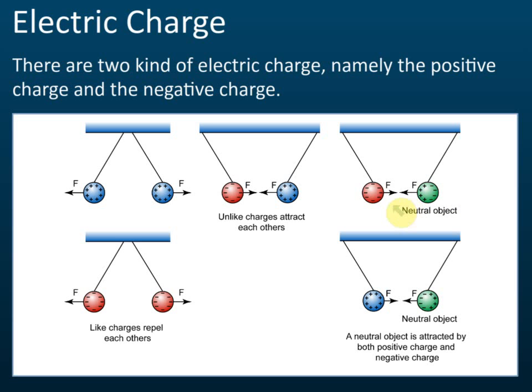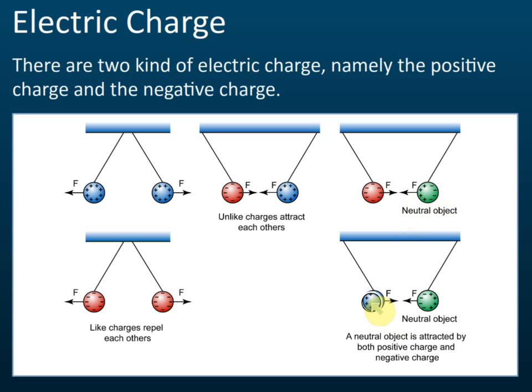Why? Because when this charged object is brought close to the neutral object, if it is negative, it will push the negative charge in the neutral object to the other side, and cause this object to be partially charged. Overall, it's still neutral, but this side is positive and this side becomes negative. So negative will attract positive. So a charged particle can attract a neutral object.